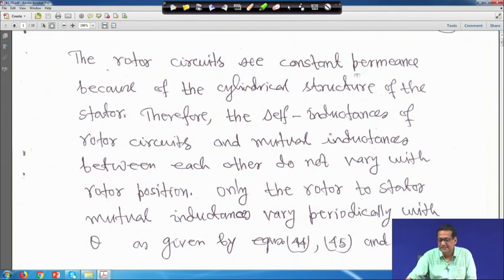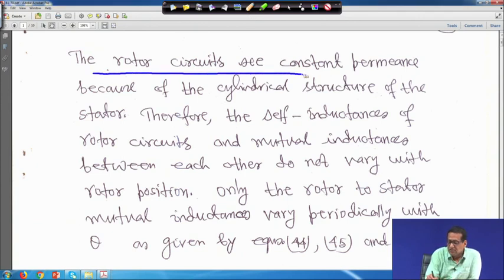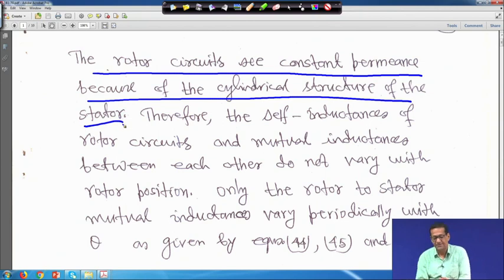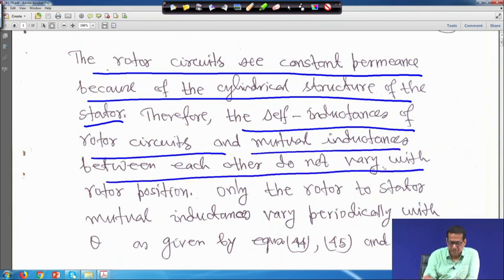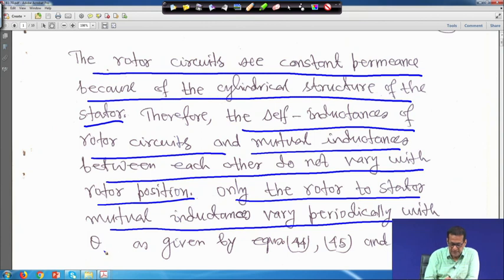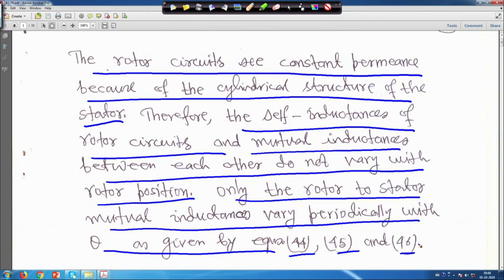So, the rotor circuit sees constant permeance because of the cylindrical structure of the stator, right. Therefore, the self inductances of rotor circuits and mutual inductances between each other do not vary with rotor position. Only the rotor to stator mutual inductance varies periodically with theta as given by equations 44, 45 and 46. This we have derived, right.